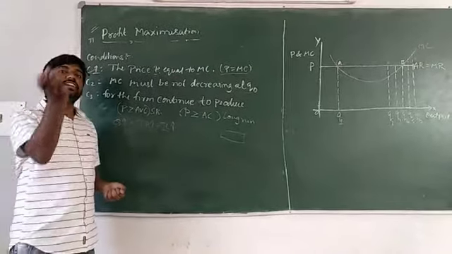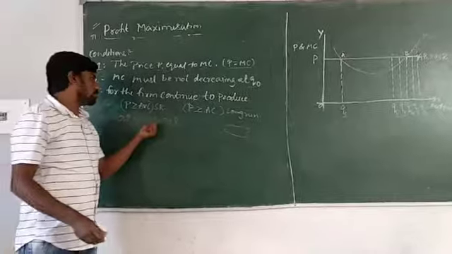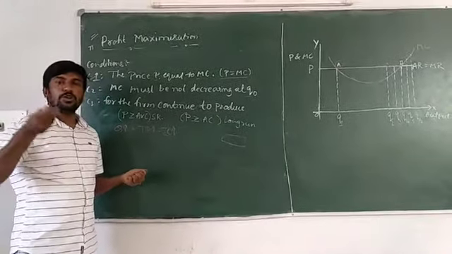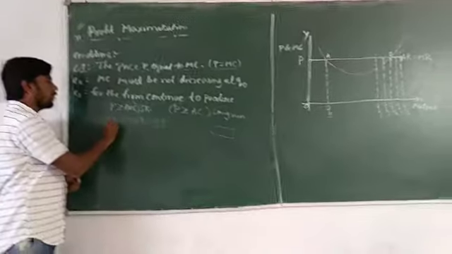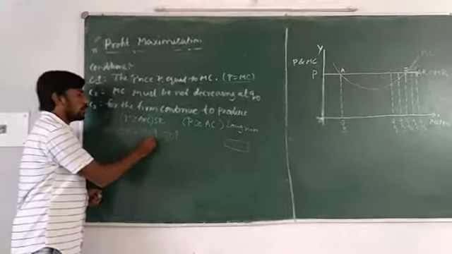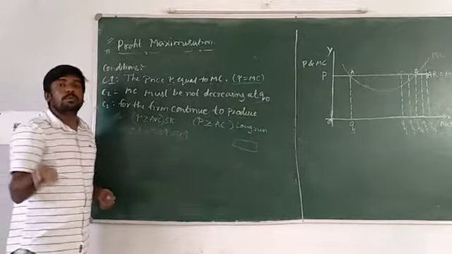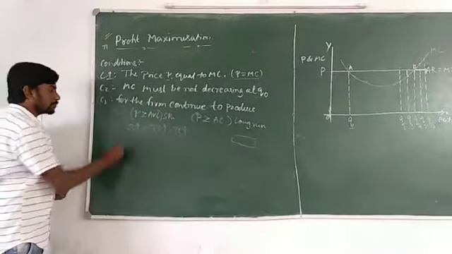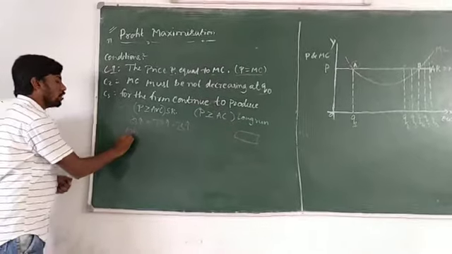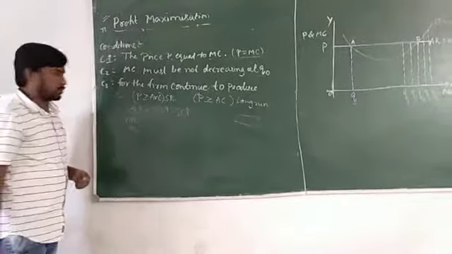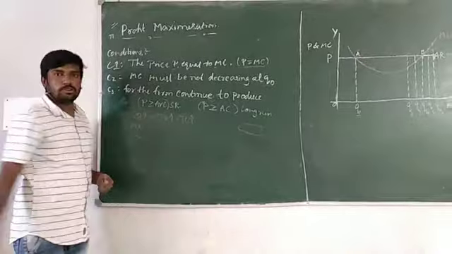By selling that additional unit in a market, the firm gets more profit, more revenue. That's why total revenue also increases. When the firm's output increases, total revenue and total cost both will increase. So here we have to see the marginal revenue and the marginal cost.